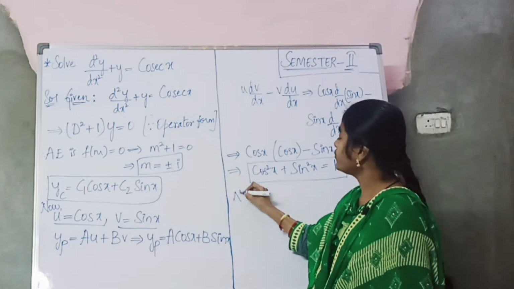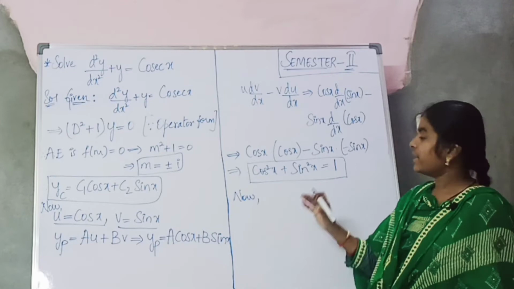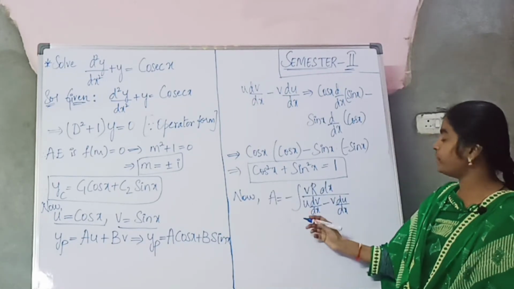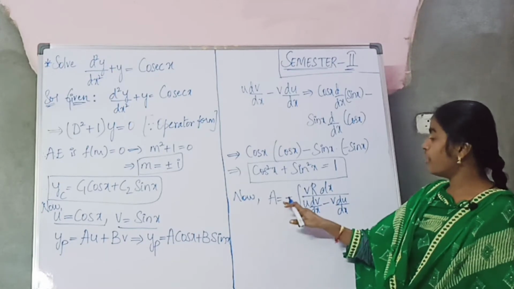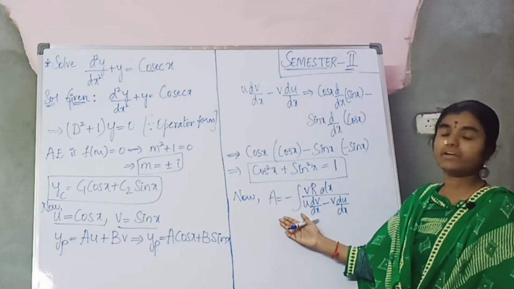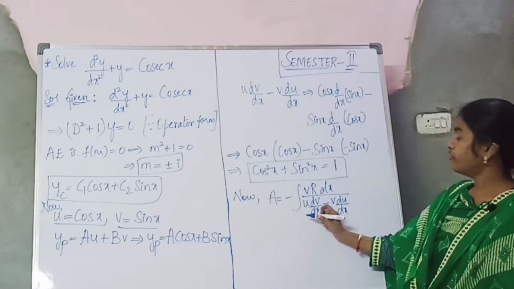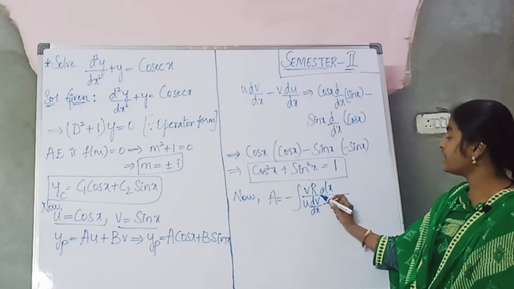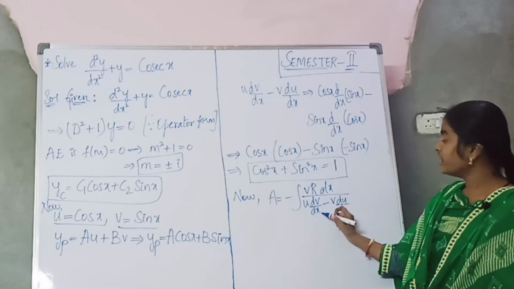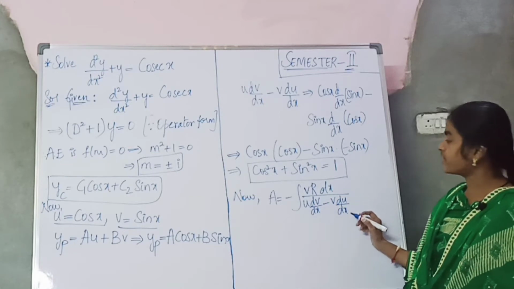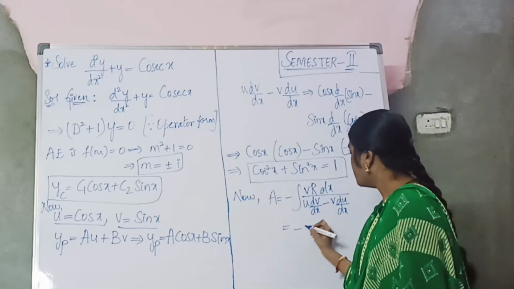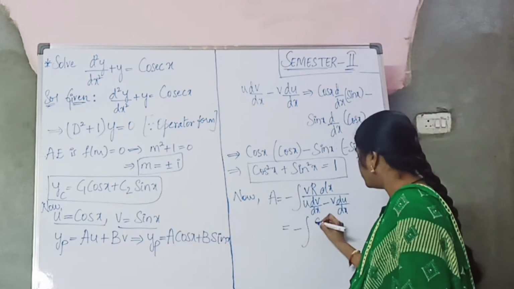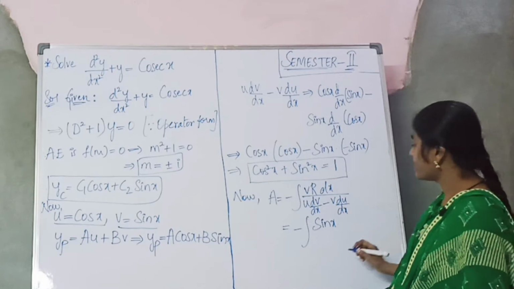Now, according to step 3, we have to find the values of a and b. Let us find the value of a first, using the following formula: a equals minus integral of vr dx by u dv by dx minus v du by dx. So this equals minus integral of, what is v here? Sin x into, what is r here?